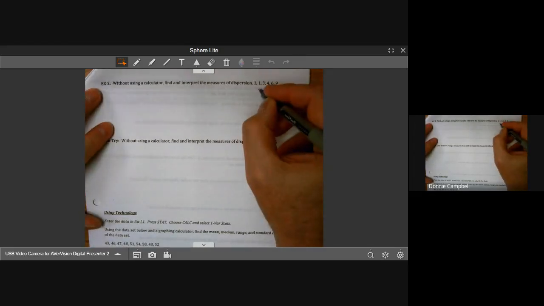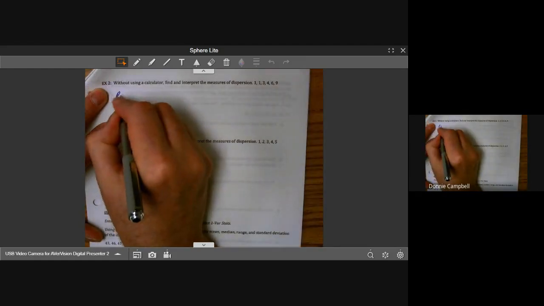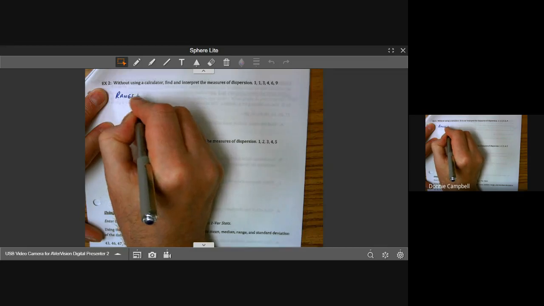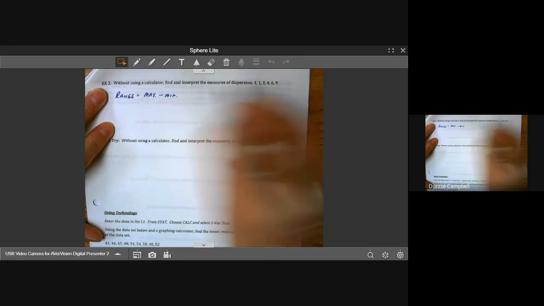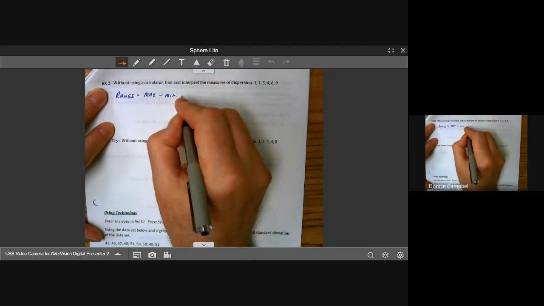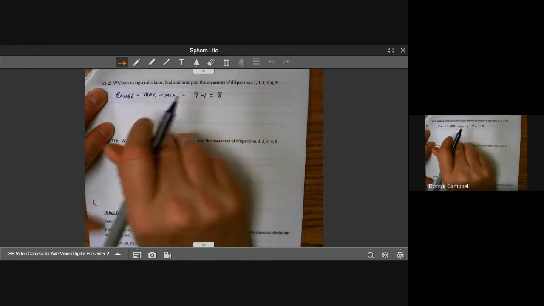Okay, example 2. It says without using your calculator, let's find and interpret the measures of dispersion, okay? So notice they're already in the order that we want. So let's find the range first. The range, if you remember, is the max minus the min. And since they're in order, it should be the last one minus the first one, which would be 9 minus 1. So our range is 8, okay?